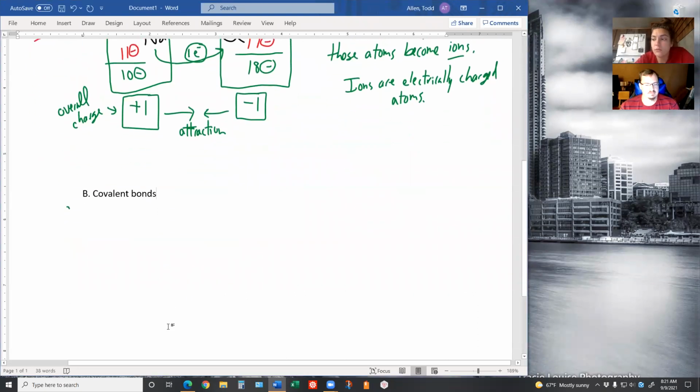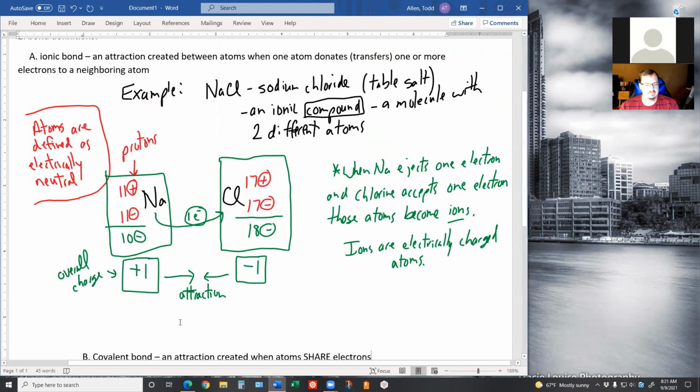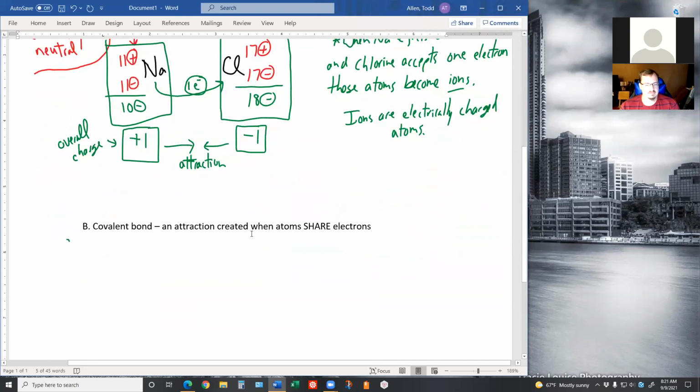Okay, folks. So covalent bonds. Let's describe what these are. A covalent bond is an attraction created when atoms share electrons. The key terminology in an ionic bond is when one atom donates or transfers an electron. But with covalent bonds, the attraction is created when atoms share electrons.